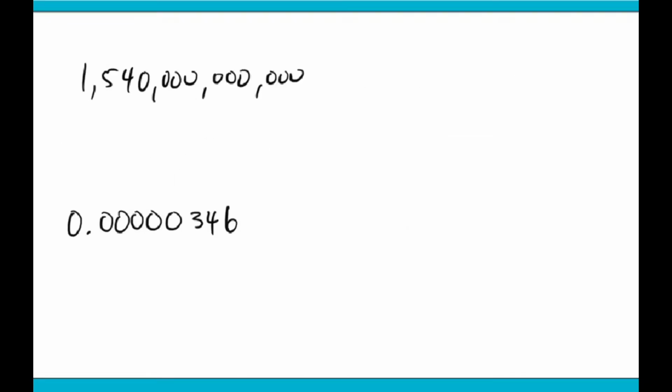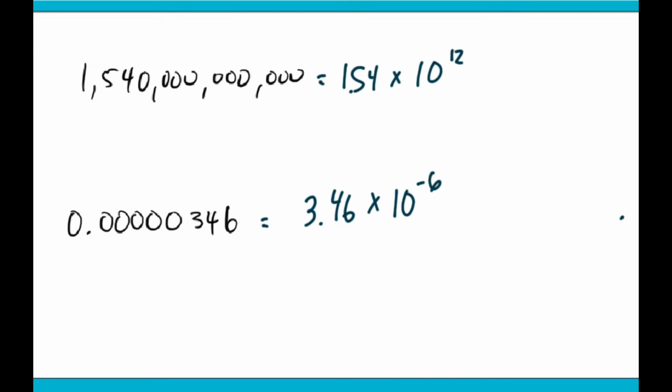Let's look at this example here. Notice I have a really large number and a really small number. I can easily convert the first number into 1.54 times 10 to the power of 12. And I can convert the one on the bottom into 3.46 times 10 to the power of negative 6. Now I want you to notice a couple things here. Notice that we have a base of 10 for both of these numbers, and these exponents are different. The one on the top has an exponent of positive 12, and the one on the bottom has an exponent of negative 6. So how am I converting these into scientific notation?